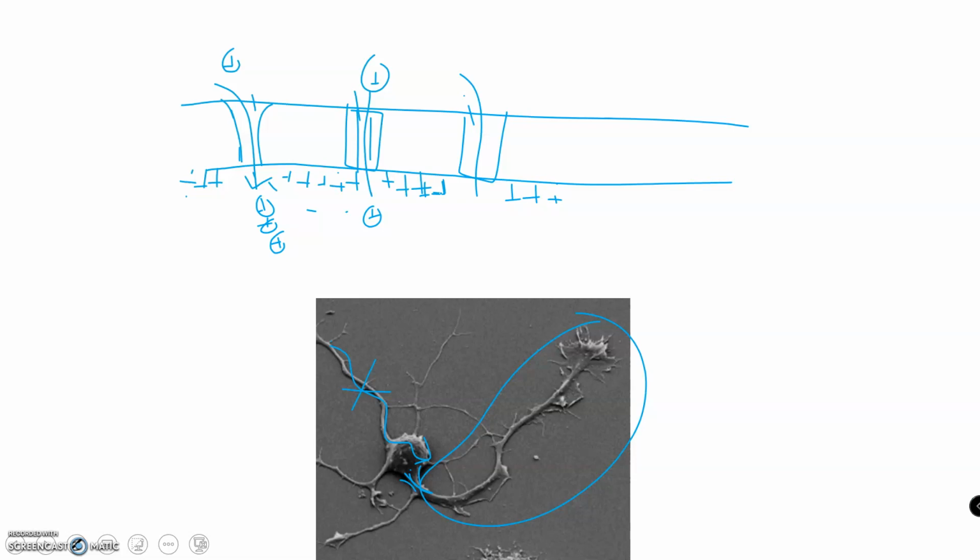Hopefully that helps you understand the difference a little bit better between a graded potential and an action potential, and how dendrites are different than axons on a neuron.